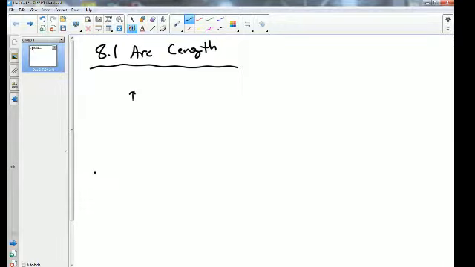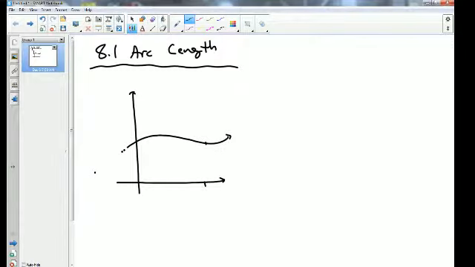If I give you some function on an interval from A to B, the function has to be continuous, obviously. Is it very easy to find that arc length, the length of this line from here to here? You can do a straight line pretty easy with the distance formula, right? But now we're moving on to curved lines.